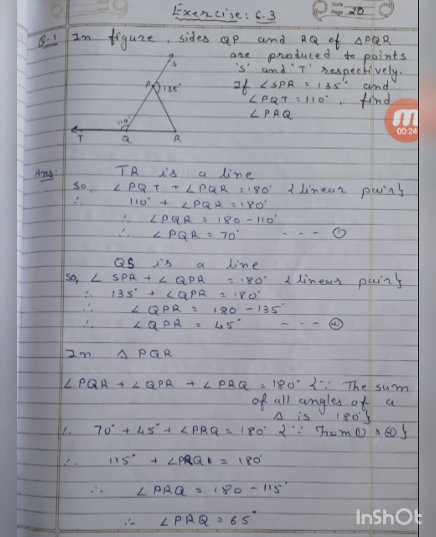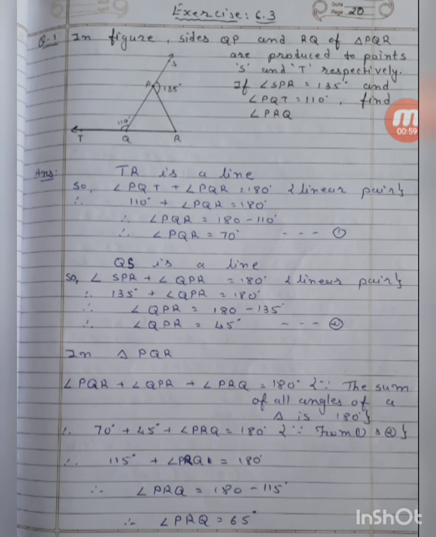In the figure, sides QP and RQ of triangle PQR are produced to points S and T respectively. If angle SPR is equal to 135 degrees and angle PQT is equal to 110 degrees, find angle PRQ. First of all, you see the figure according to the question and then start the solution. Here, solution. TR is a line. You see in the figure TR is a line.